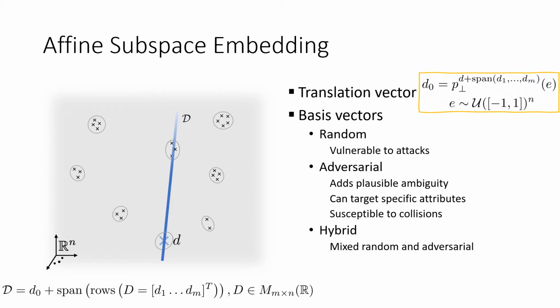Finally, the translation vector can now be set to any point in the subspace, except for the vector d itself, since it is precisely what we must conceal. Thus, we sample a random point in the n-dimensional hypercube and project it to the subspace.